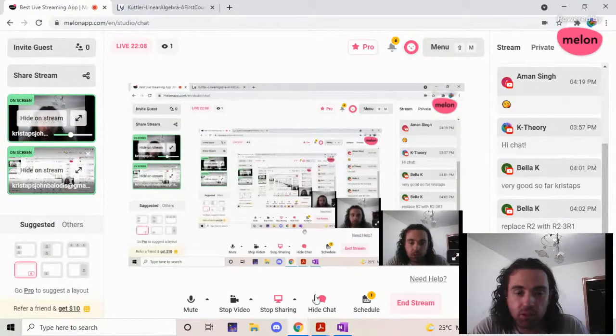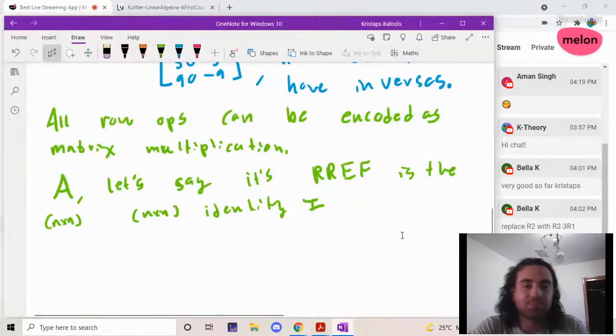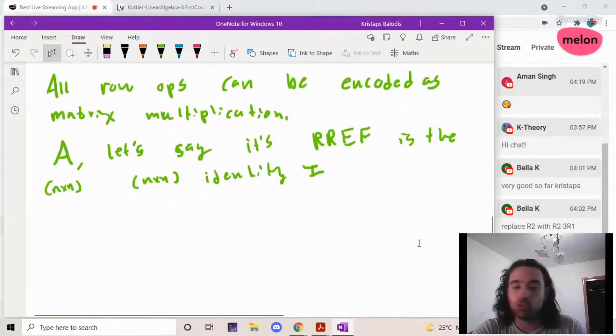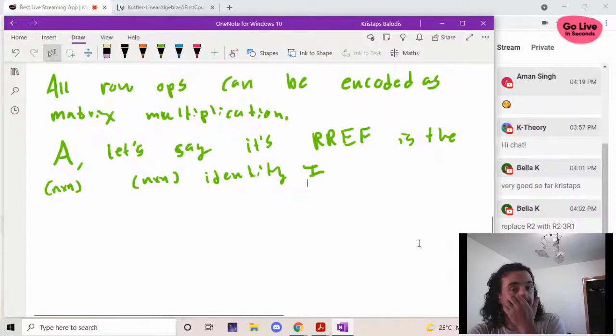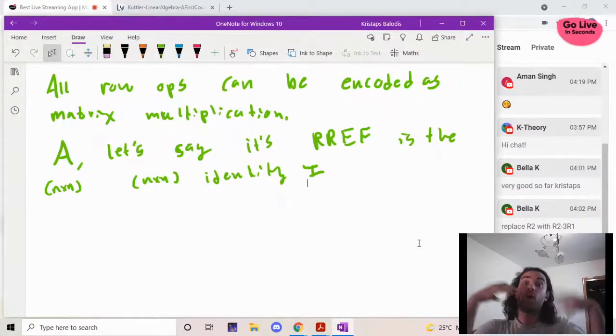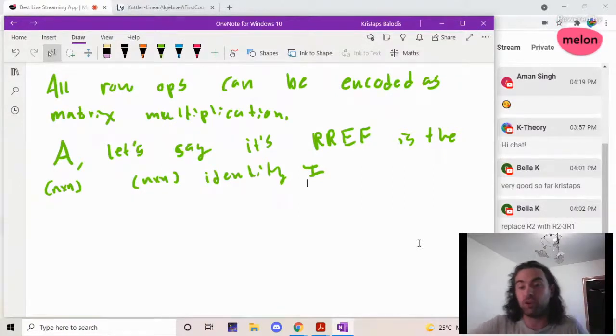Oh, hey, so I've got more people in the chat. How's it going? We're just talking about matrix inverses right now and why elementary matrices help us solve matrix inverses.